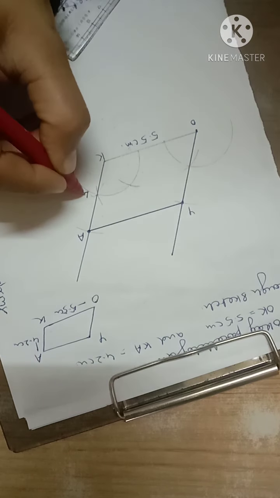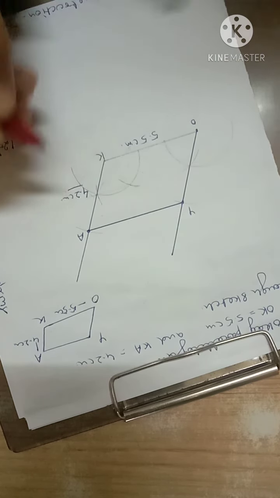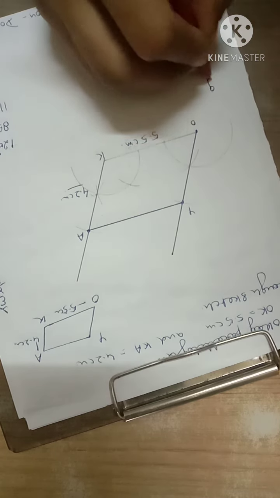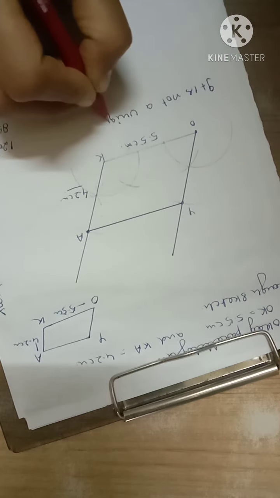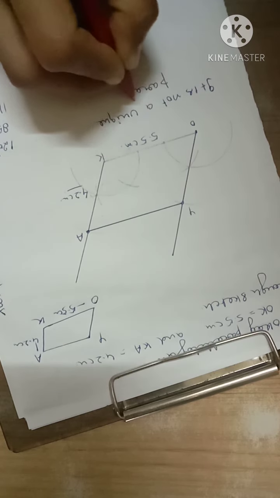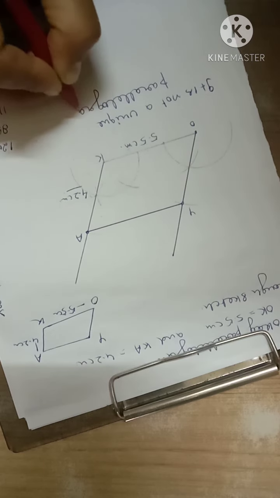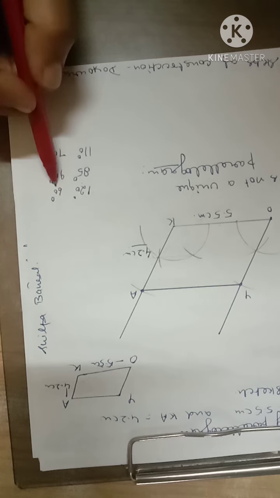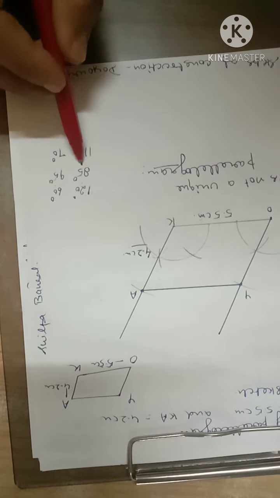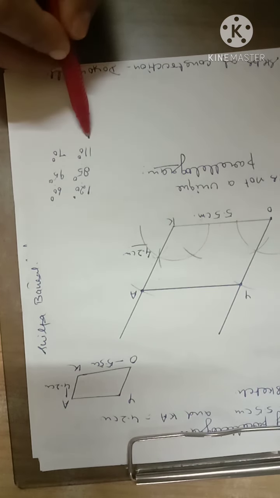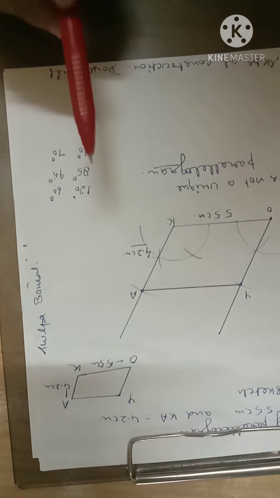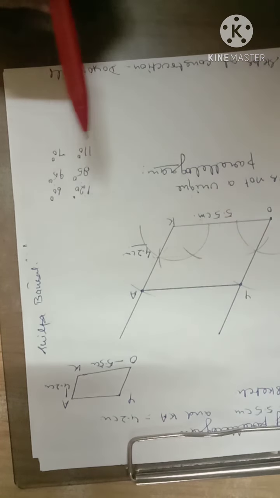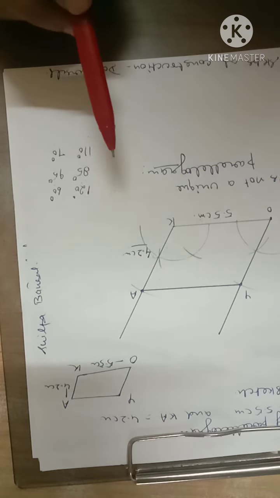Clear? So students, I am going to say it again at the last. It is not a unique parallelogram. The reason I have already told you. The angle can be 120, 60, the angle can be 85, 95, the angle can be 110 and 70. If they give you the angles, then you can say that it is a unique parallelogram.